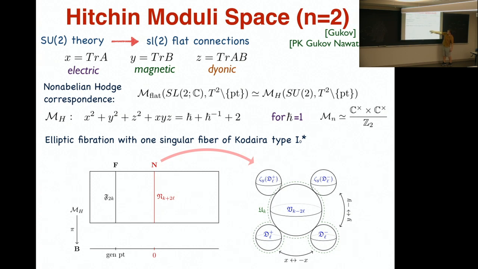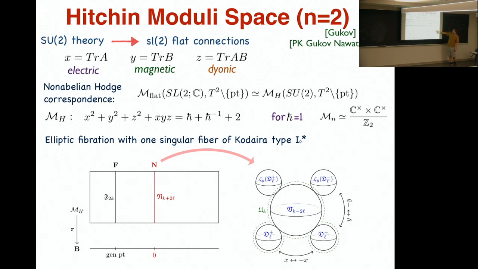So if you do the full blow-up, if you blow up all singularities, then the exceptional divisor here will look like the shape of an affine D4 diagram, or so. And it's not surprising because the fibration is of Kodaira type I_0 star. And so this is some idea of how the geometry for rank one looks like.